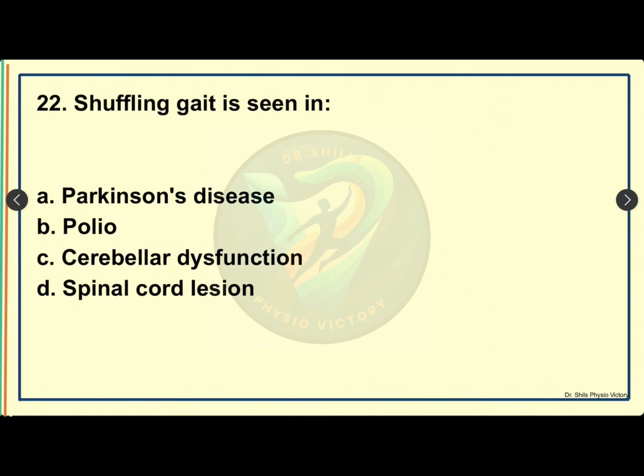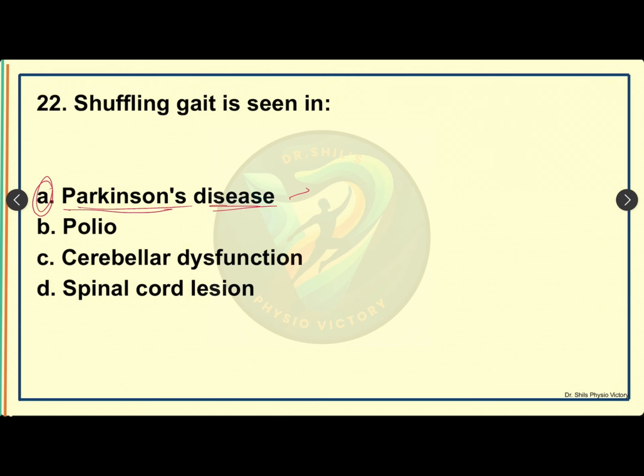Next question, question number 22. Shuffling gait is seen in option A, Parkinson's disease, option B, polio, option C, cerebellar dysfunction, and option D, spinal cord lesion. Here, the correct answer is option A, Parkinson's disease. Shuffling gait is characteristic of Parkinson's disease.